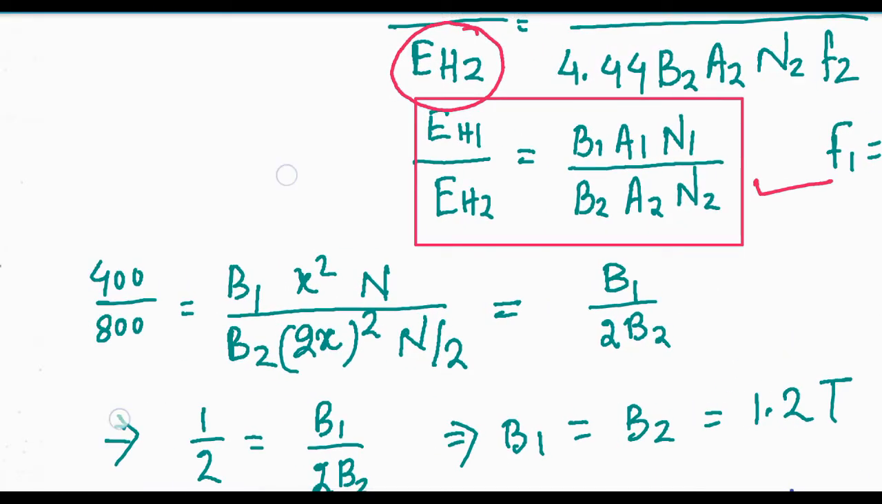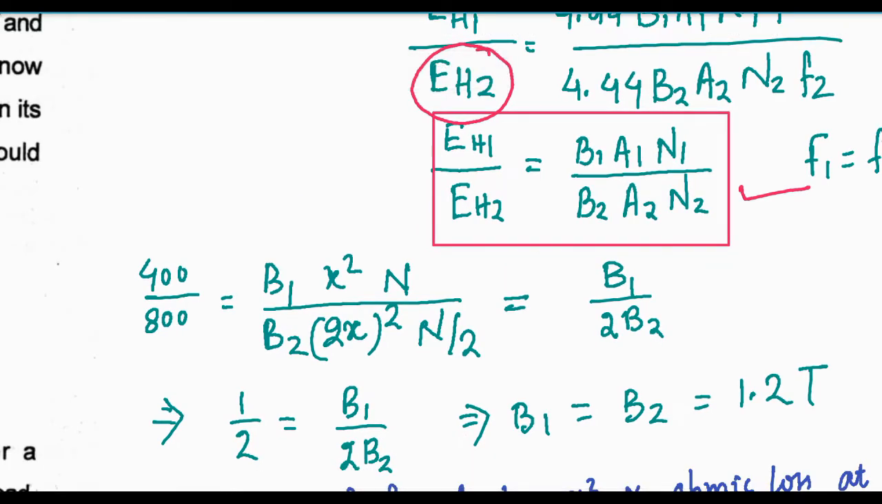In this question, given that first it was operated at 400 volt, now it is operating at 800 volt. So this is 400 by 800 is equal to B1 x2, B1 x square. What is x? x is the linear dimension, and if linear dimension is x, then area will be directly proportional to the square of linear dimension, whether it is circular or rectangular or anything. Area is always directly proportional to square of linear dimension.